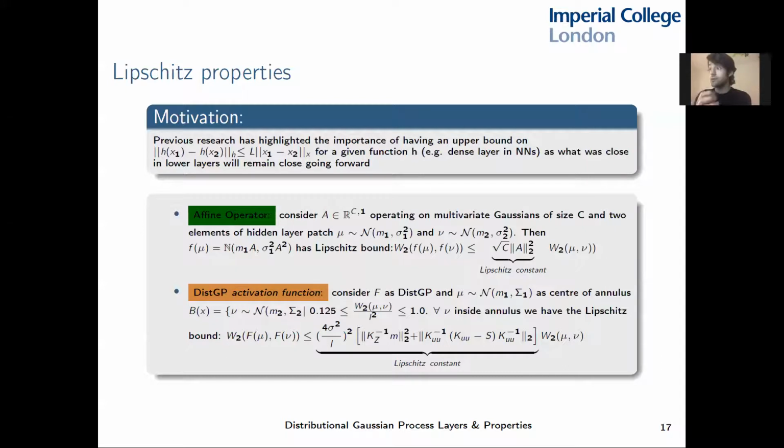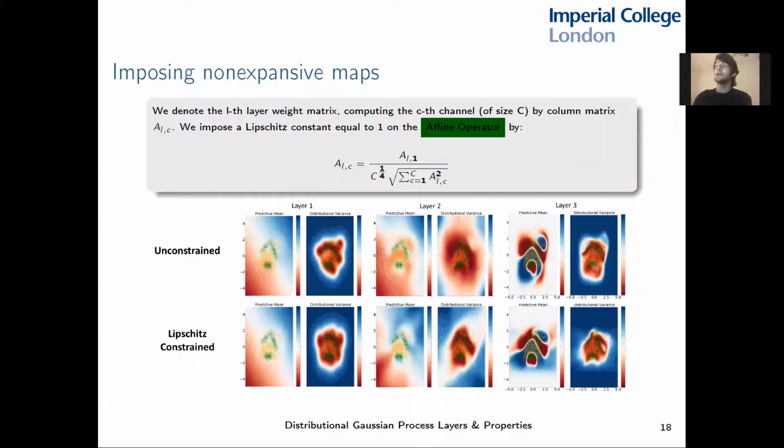And the good thing about our module and working in Wasserstein 2 space is that you can calculate these Lipschitz constants explicitly for both the affine operator and this distributional GP activation function. And you have here the results essentially. Right. So what we want is for objects which were close in previous layers to still be close in forward layers, and we can impose a non-expansive map, which essentially means having a Lipschitz constant equal to 1, on the affine operator by redefining it in the way which you can see in this slide.